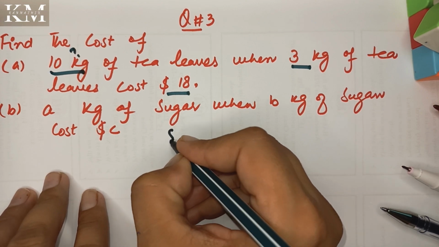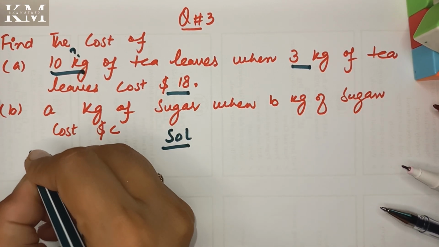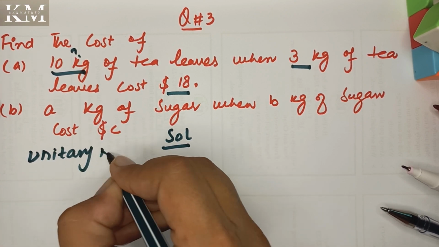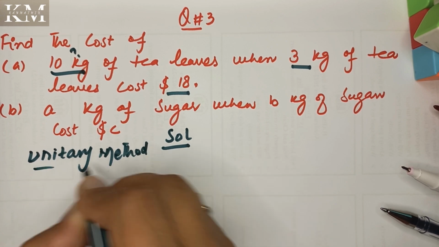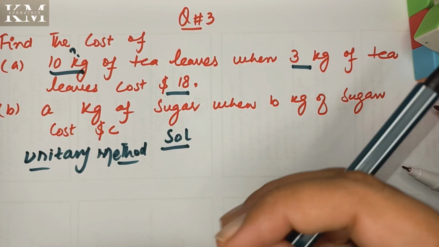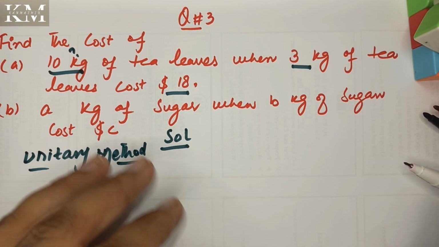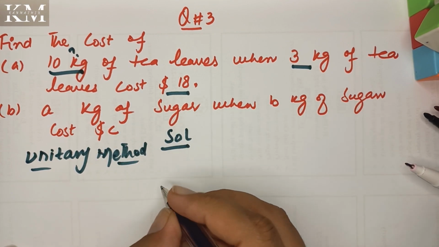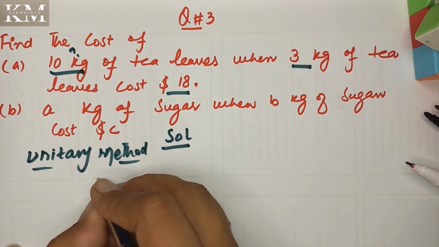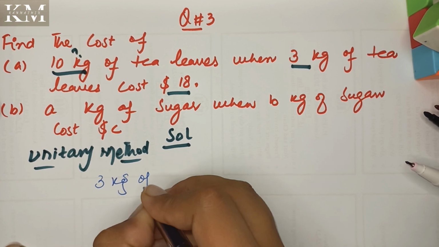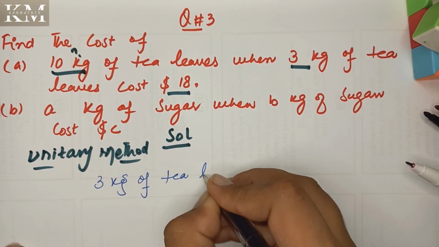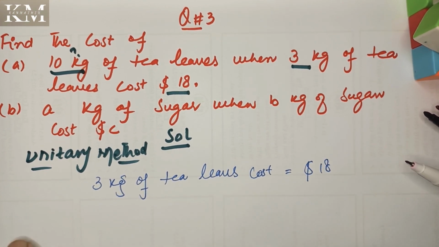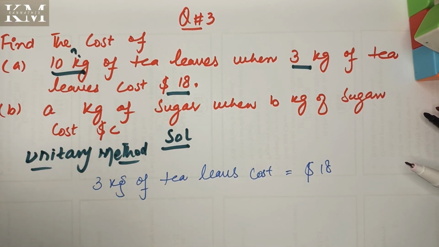So let's start, and we are using the unitary method, and in the unitary method we are interested in 1 unit. That's why it's the unitary method. So first of all we will write the information which is given. The information is that 3 kg of tea leaves cost $18. So you have to find 10 kg of tea leaves.